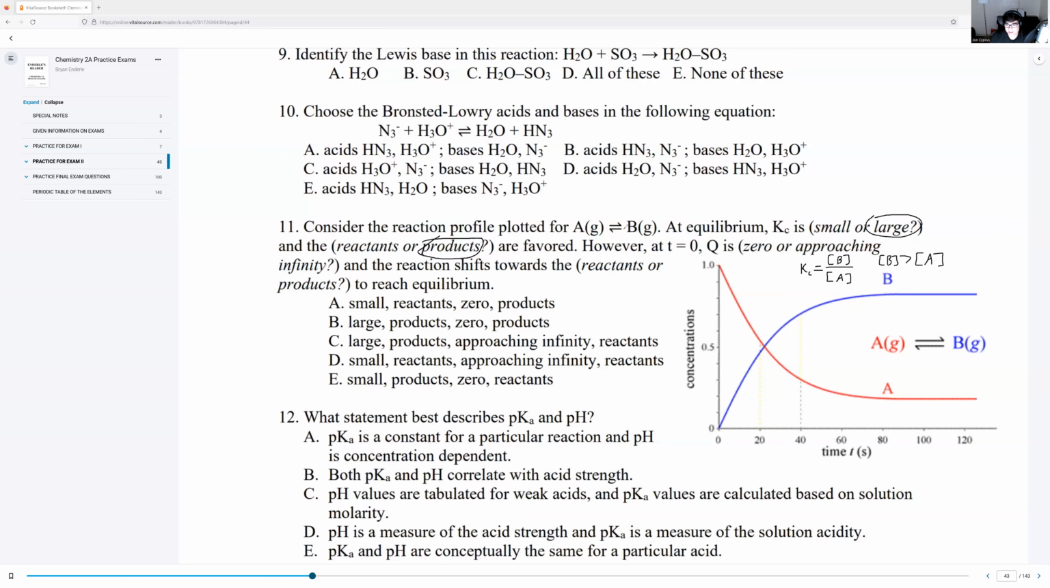Now at T equals 0, what is Q? Q is the concentration of products over reactants at some time during the reaction. Over here you can see that I put this as not, so for initial, it just depends where your starting point is when you measure this Q. For this first one, the B is at 0, so you get 0 over 1, which is just 0. So the answer is 0.